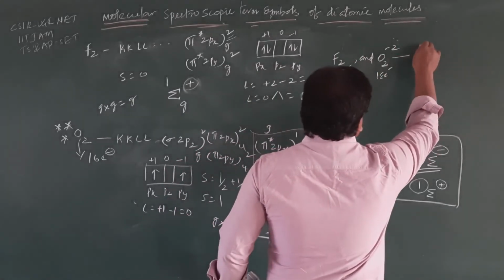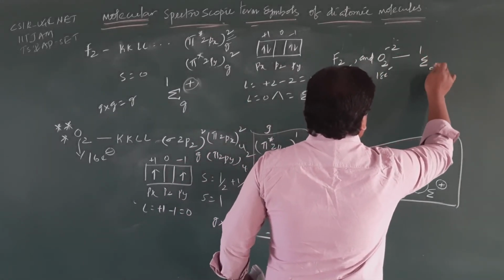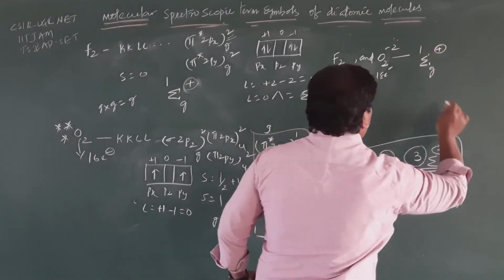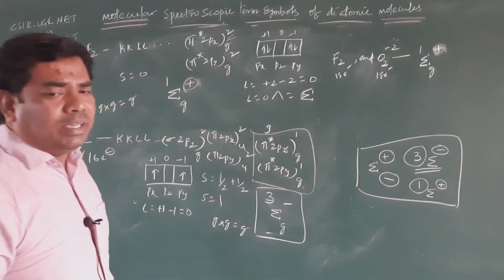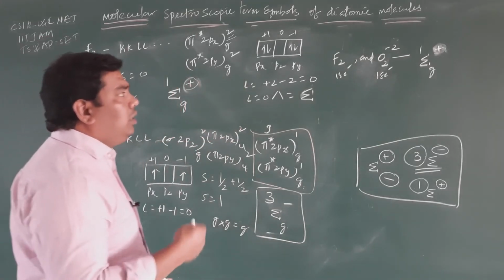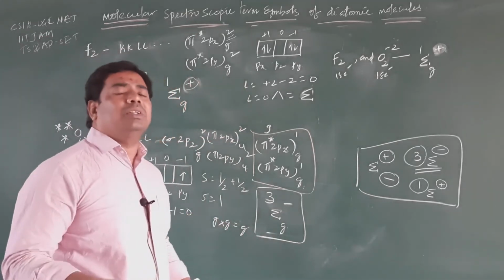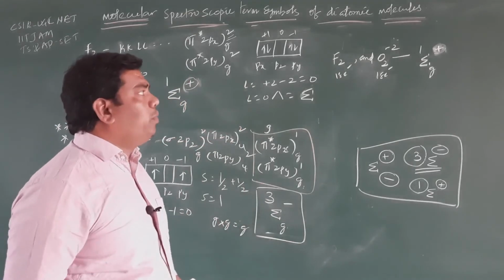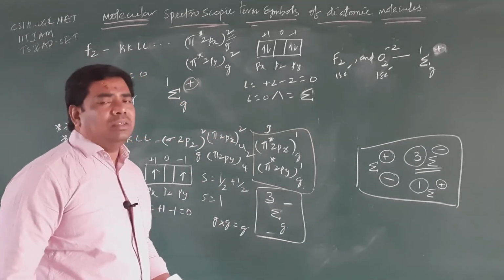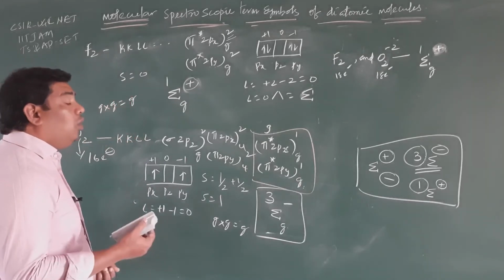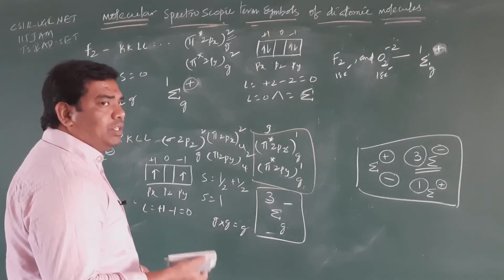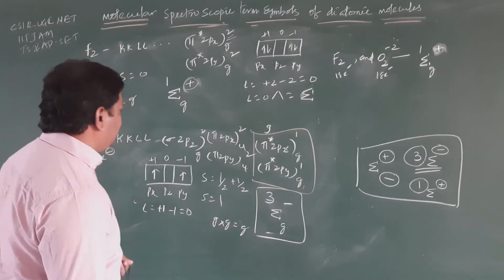So therefore here the term symbol is 1 sigma g plus. So if in the examination they ask for O2 minus 2, what is the molecular term symbol of O2 minus 2, then that is 1 sigma g plus. Okay, right. Then we will calculate if it is O2 minus or O2 plus.